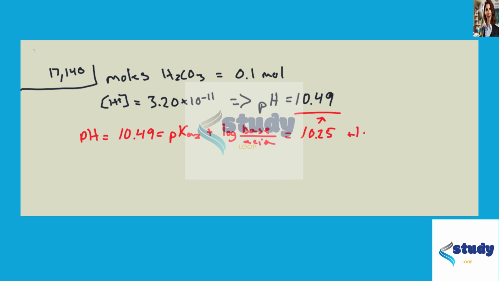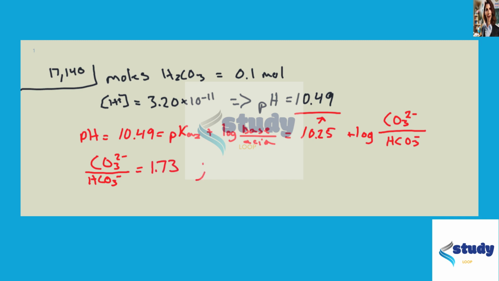And then we have the log of CO3 2 minus, so this will be the second conjugate base, and then the HCO3 minus, which is the acid in this case. So if we subtract 10.25 from both sides and take the antilog, we get this ratio of carbonate over bicarbonate is equal to 1.73.